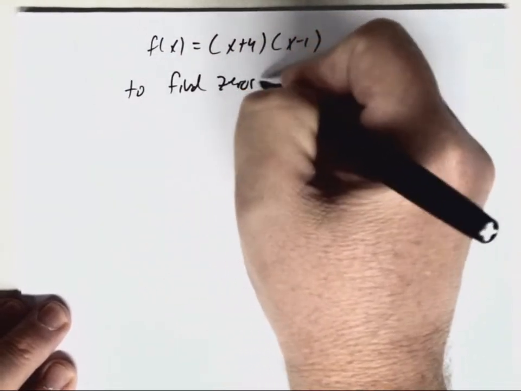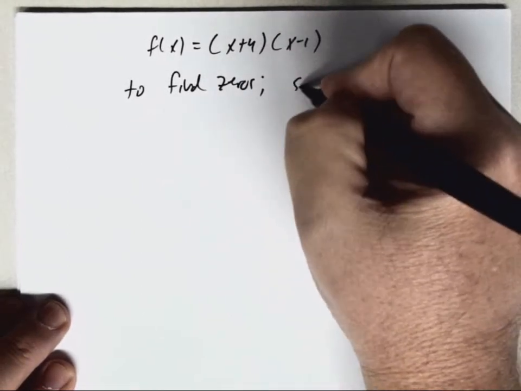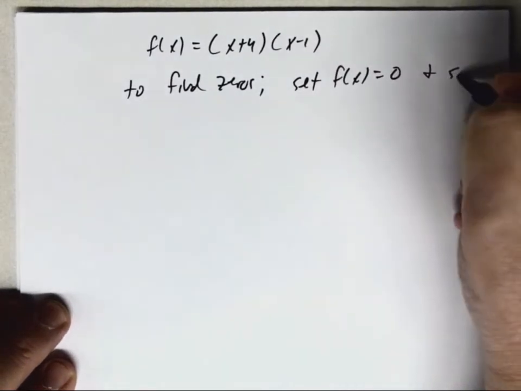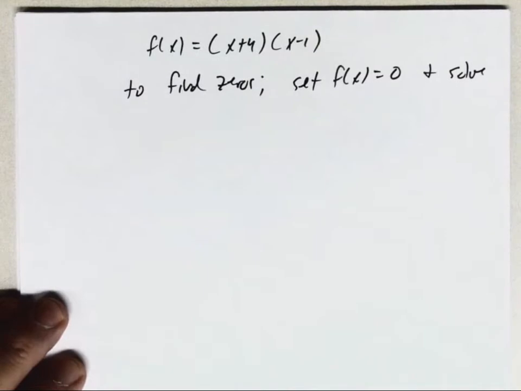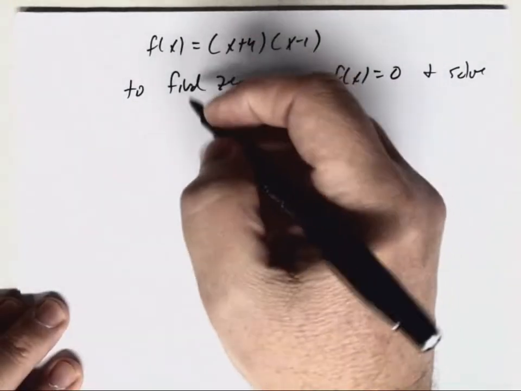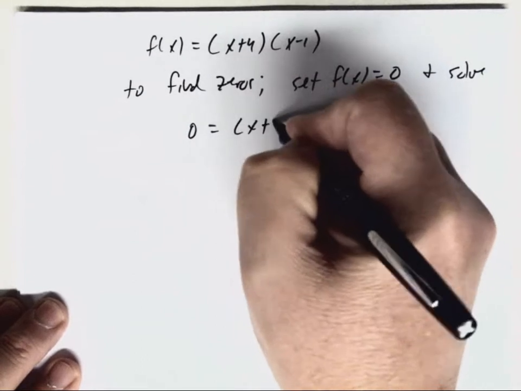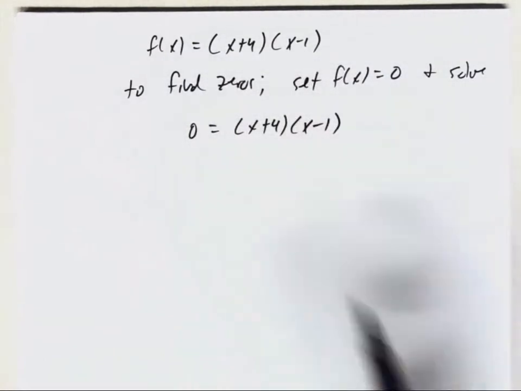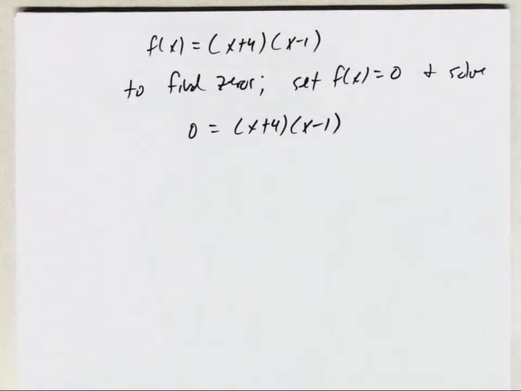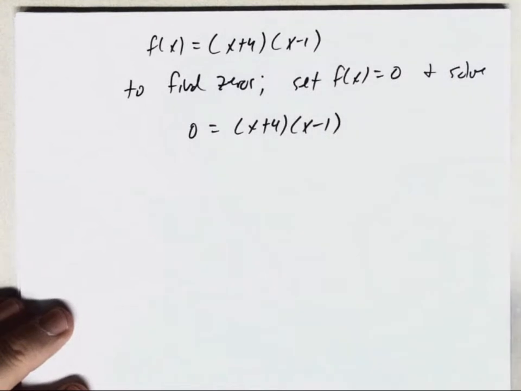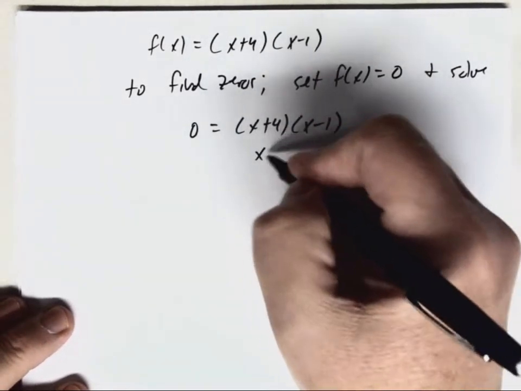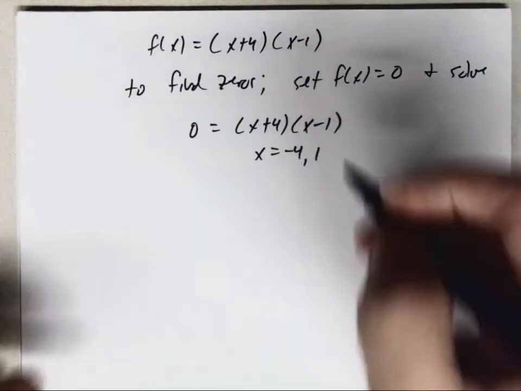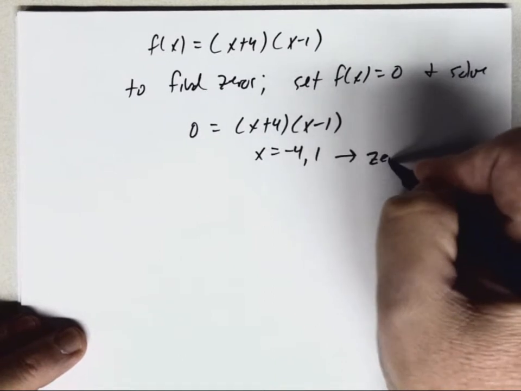To find the zeros, basically you set your f of x to 0 and you solve for x. Makes sense, because what we're doing is trying to figure out the values of x that cause this whole thing to be 0. Hopefully, you guys all find this pretty easy. The solution to this would be -4 and 1. So these are the zeros.